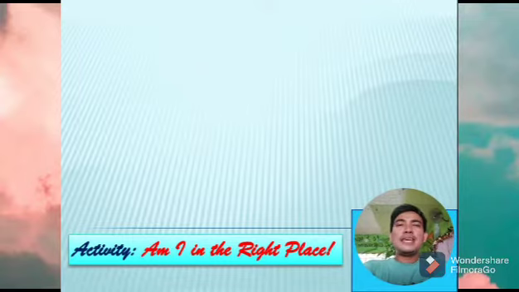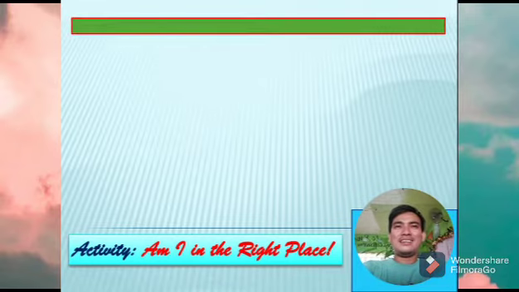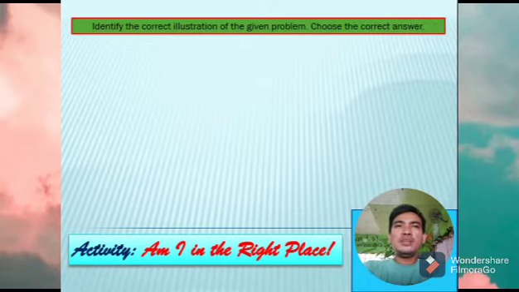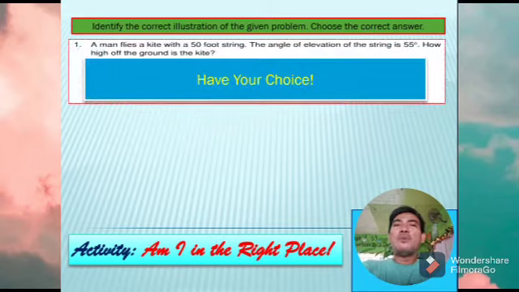We call this activity, Am I in the right place? Okay. So let's identify the correct illustration of the given problem. You're going to choose the correct answer. Let's find out. Number 1. A man flies a kite with a 50-foot string. The angle of elevation of the string is 55 degrees. How high off the ground is the kite?